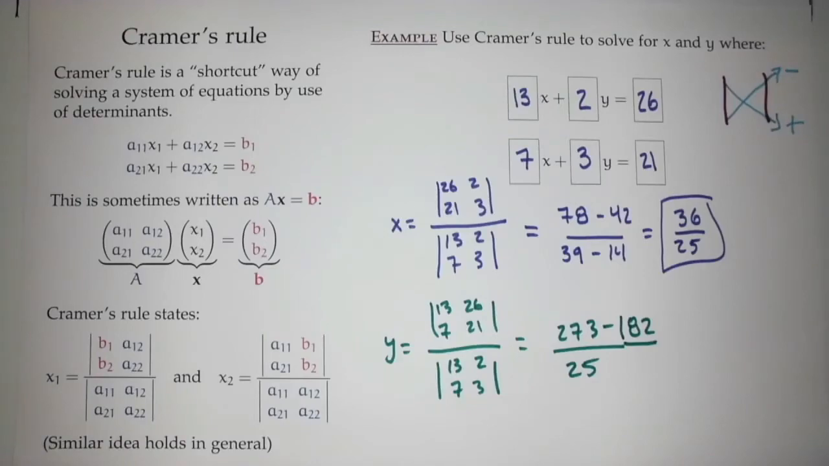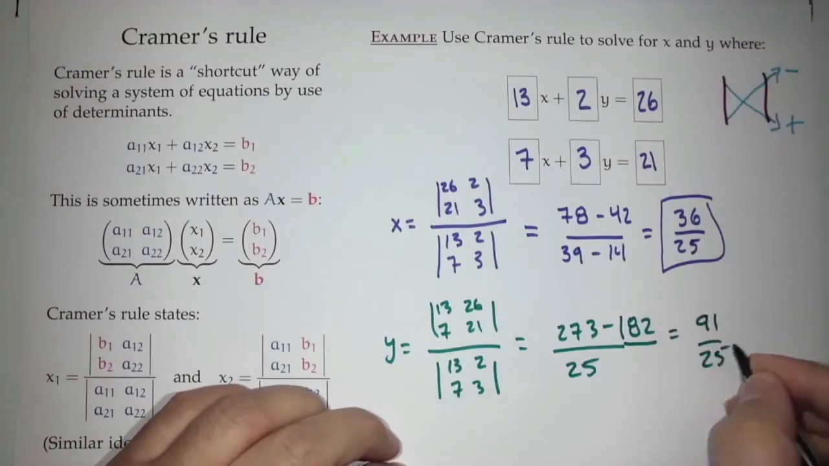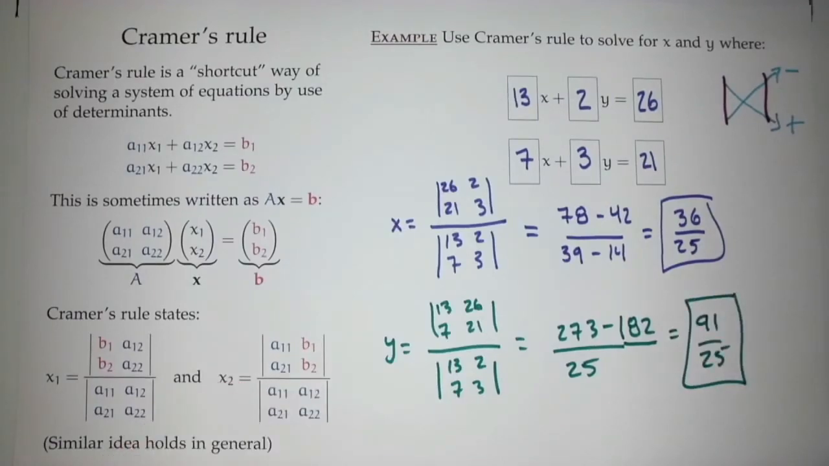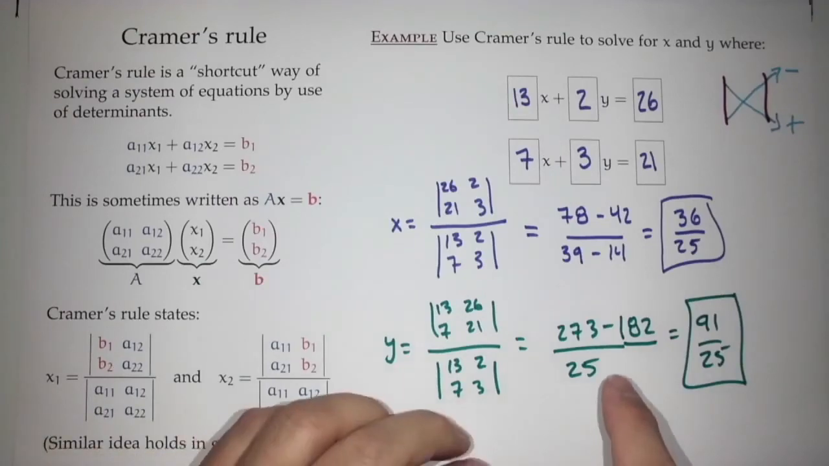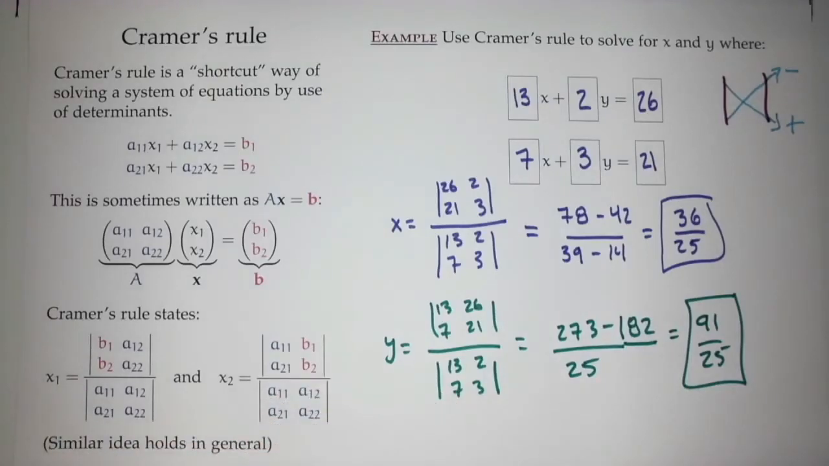273 subtract 182. 91. 91 25ths. And we're done. Okay, so that's how you can use Cramer's rule. Now you're probably thinking, couldn't we have stopped here? Yeah. But let's do it.